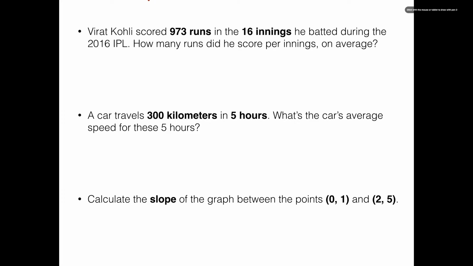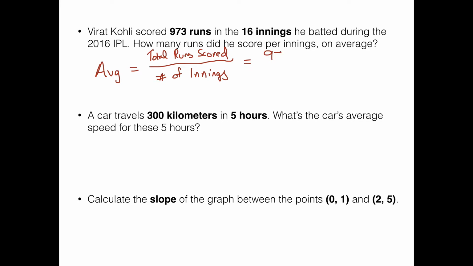So let's go ahead and talk about the first one. Virat Kohli scored 973 runs in the 16 innings he batted during the 2016 IPL, which is a cricket tournament. So how many runs did he score per innings on average? Well, let's take this out a bit. So average would equal total runs scored over number of innings, which is going to be 973 over 16, which is equal to 60.81. And don't forget the units, which is runs per innings.